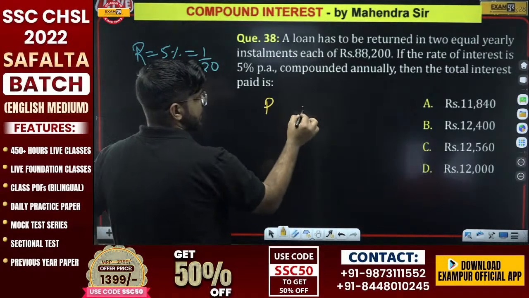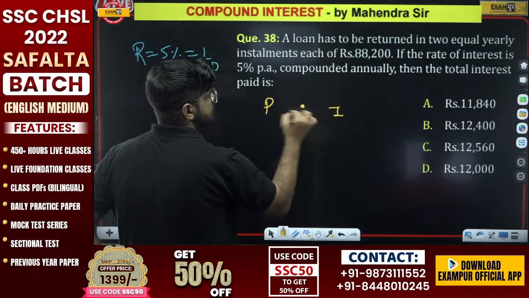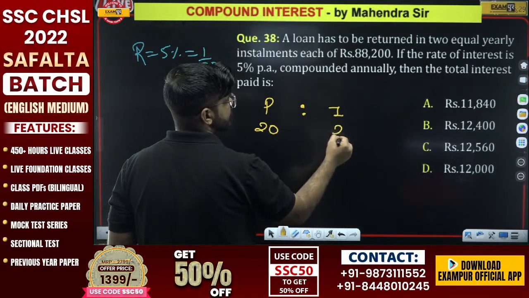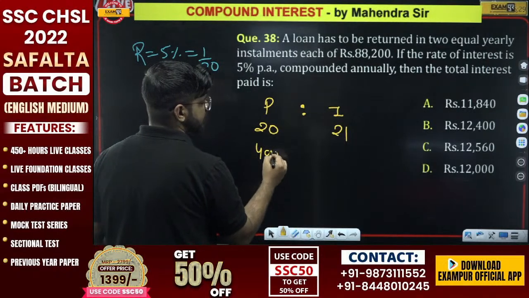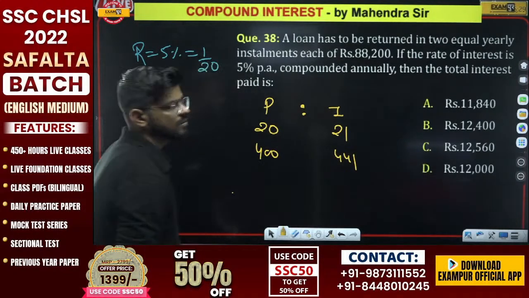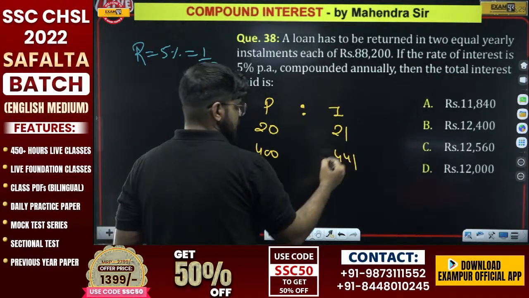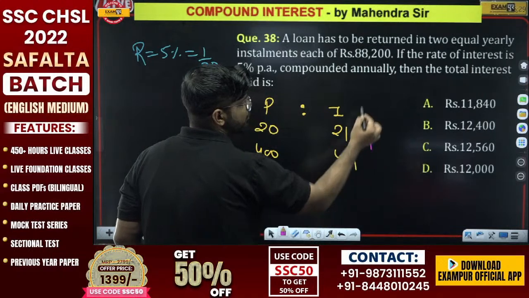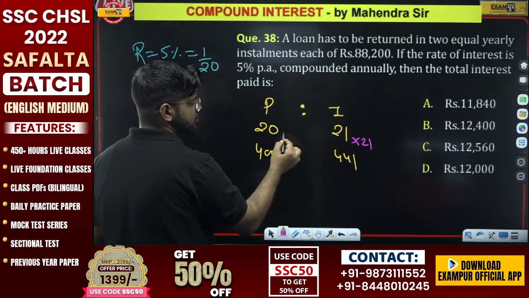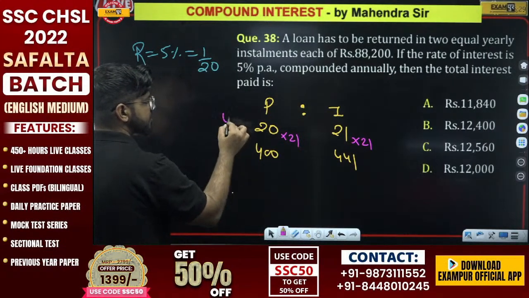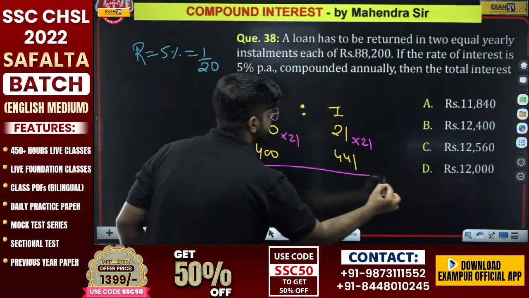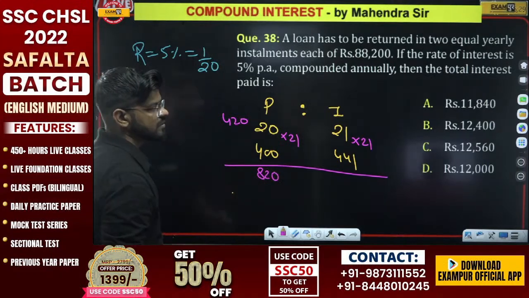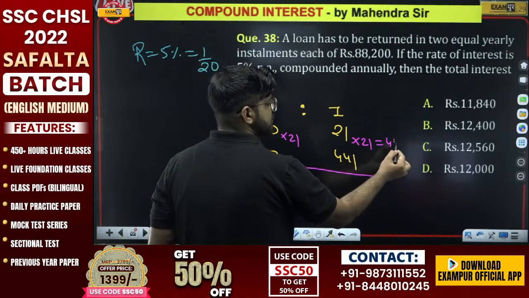So this is P and this is I. Clear? So this will be 20, this will be 21, this will be 400 and this will be 441. Now you know that I have to multiply here by 21 to make it equal EMI, right? So 21 is also multiplied here, then it will become 420. If I calculate here, it will be 820. This is my principal amount. This will be 441.